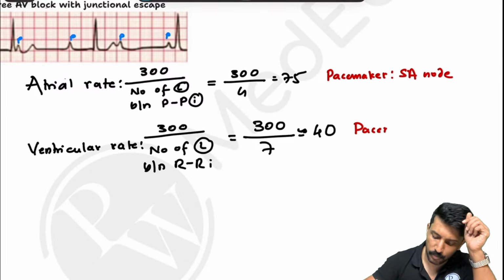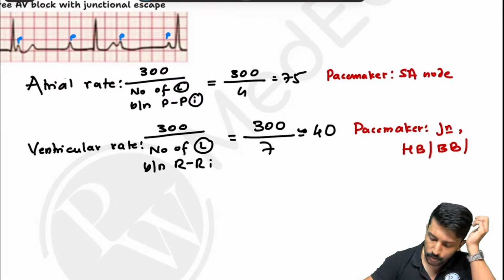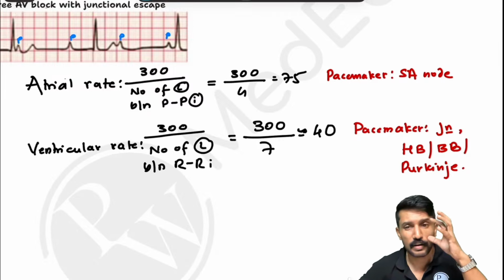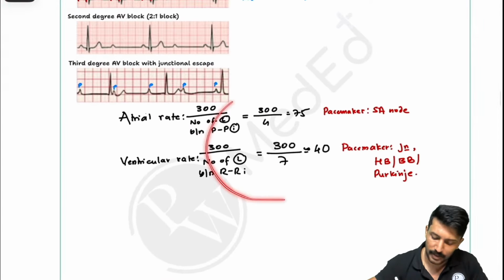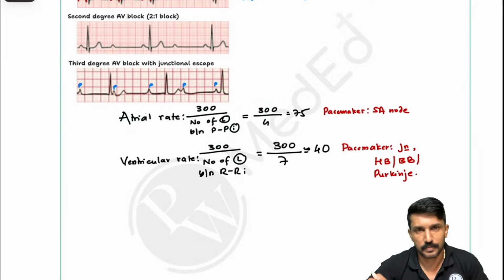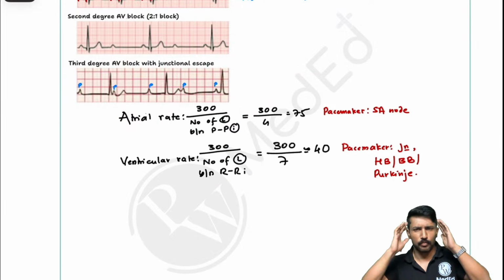So the pacemaker could be the junction, or could be the His bundle, or could be the bundle branches, or it could be the Purkinje fibers, whose rate is usually close to this 40 value. So we can prove that the AV node is completely blocked, and that's why we have 2 pacemakers, right? That is our complete heart block. Easy here. You don't have to bother so much.